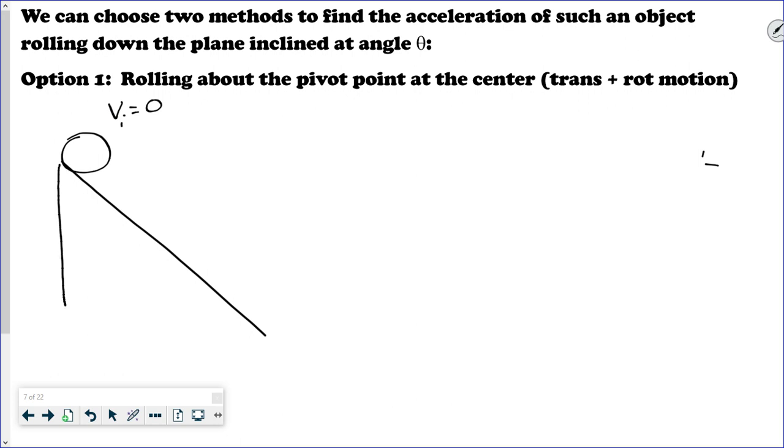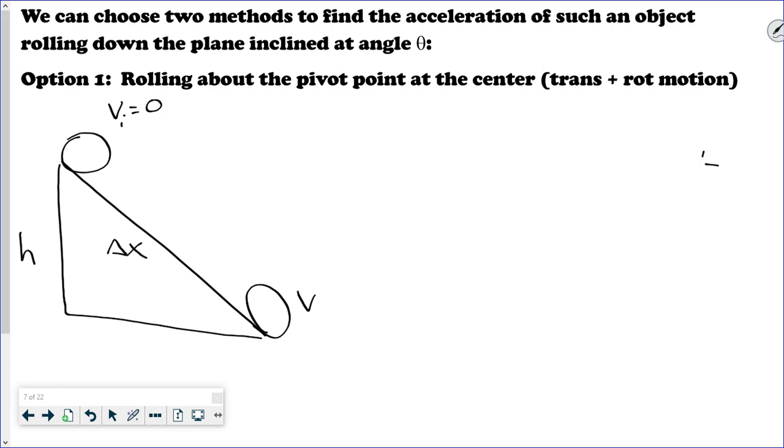So let's do this. Here's our inclined plane. It's got a height of h and a displacement of, let's call it delta x. And what we're going to try to do is find the acceleration, but the way that we're going to do that is by figuring out some information about this bottom point, where the velocity is v.